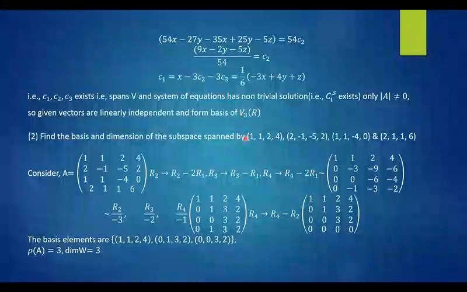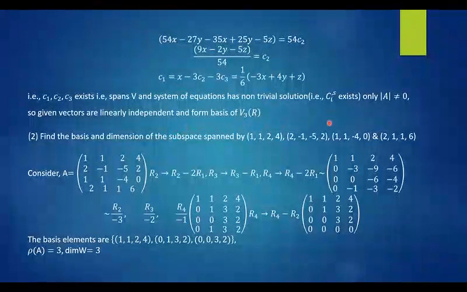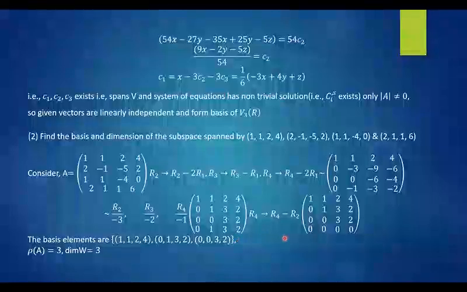Okay, in the second problem, we are going to find the basis and dimension of the subspace spanned by these vectors. These are the elements of W which generate the vector space V. So here directly I am going to write the coefficient matrix of the given vectors, then reduce it to row reduced echelon form. Then the number of non-zero rows is 3 here.